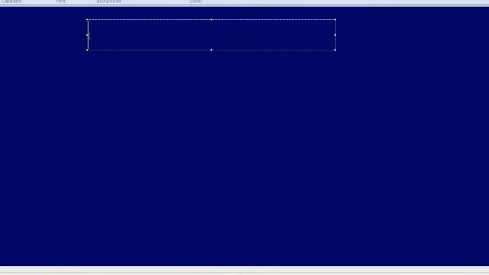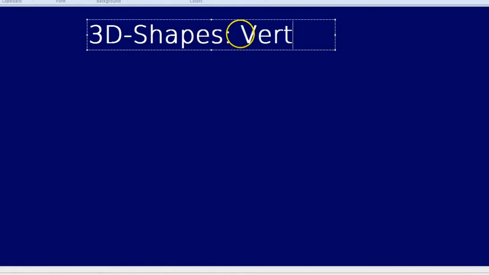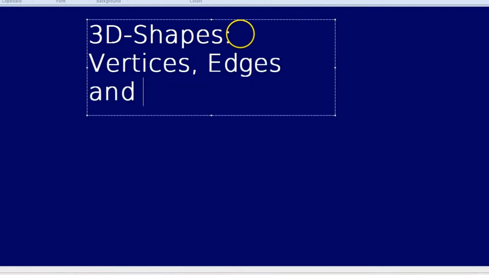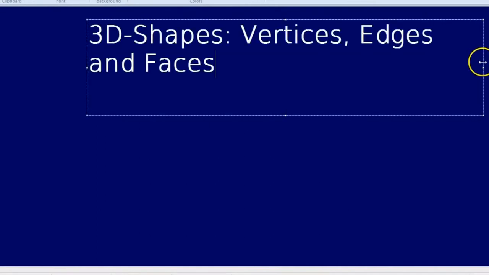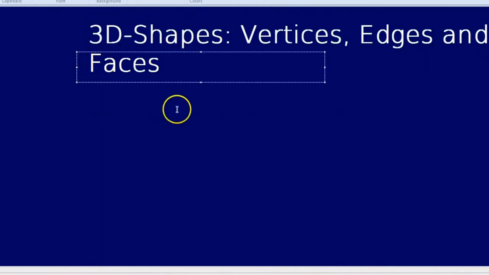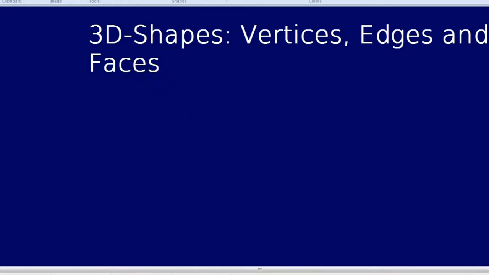This video is going to be about 3D shapes. Let's do a simple line. Vertices, edges, and faces. What are each of those things? Let's do a quick sample of different 3D shapes.